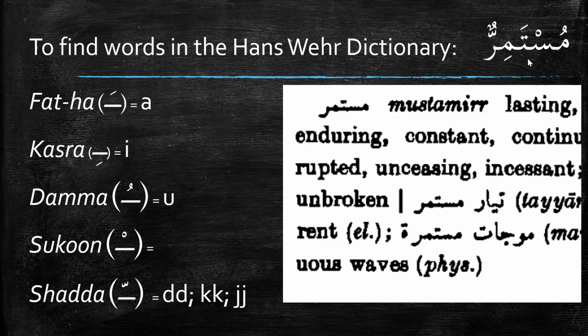Okay, so again, when we're talking about this process, you can do the inverse. So you're looking for the Arabic word. You're going to want to say, okay, meme dhamma, that's M-U. And this is what's explained in your book. And then sin sukoon, so that's going to be S, nothing. Ta fatha, so T-A, so M-U-S-T-A. Ma kesra, so M-I. Ra shadda, R-R. You could do the process in reverse.